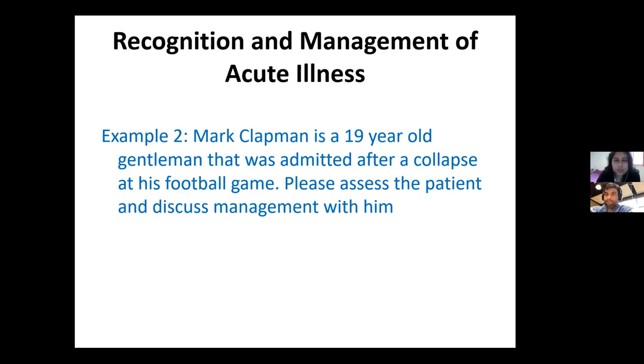Yeah. So this is very, very clear. He's a young male. He was admitted with the collapse, but you don't know what's causing the collapse. So you will need to have a chat with him, ask him a few questions, maybe look at some investigations and discuss management with the patient or the examiner, and answer any of the examiner's questions. Again, very straightforward. All the information you need is in the scenario.